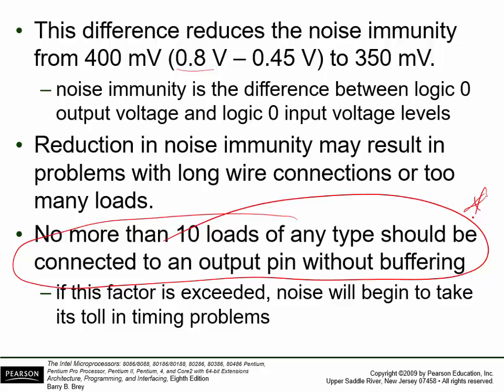So this is a rule of thumb. It's not cast in stone. Some loads you can't have more than one or two. Some loads you can't have any; you have to buffer right away. Some you can put up to 20, 30, 50 of them. But typically they say that 10 loads is the max for standard TTL.